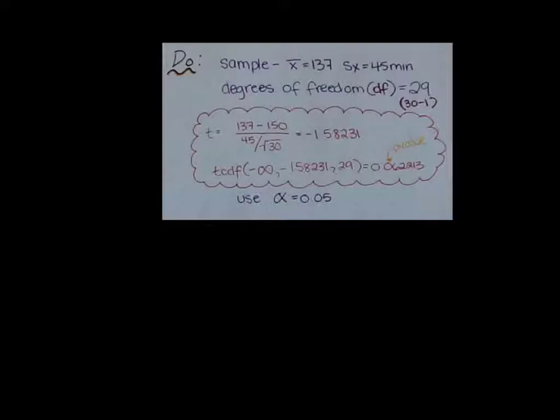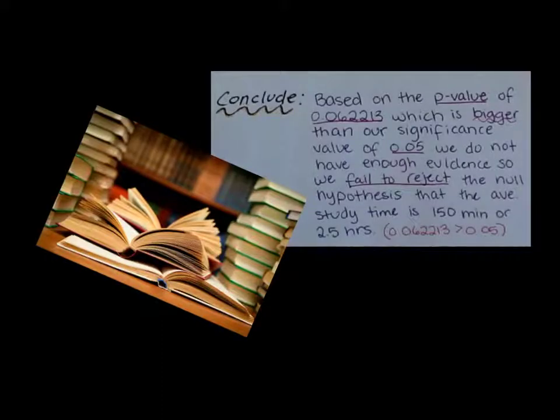And you must now keep in mind to use an alpha level of 0.05, which is the 5% significance level. Now the last part is your conclusion. For the conclusion for this problem, it is based on the p-value of 0.062213, which is bigger than our significance level of 0.05.